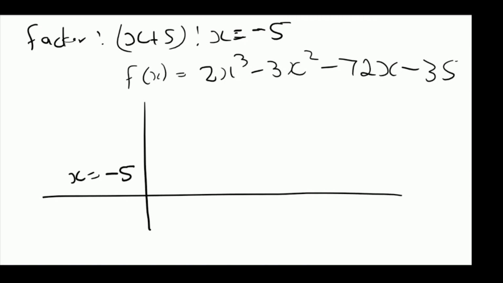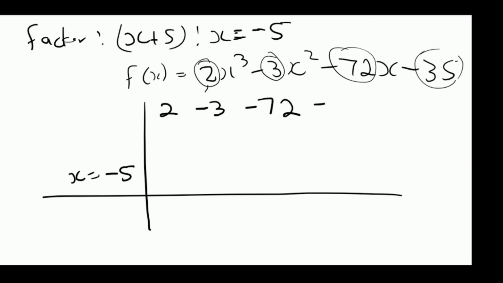And then we're going to write the coefficients. All these coefficients, we're just going to write them. And then we're going to write that 35 here, minus 35. So the first coefficient is 2, the second one is minus 3, the third one is minus 72, and then minus 35. So remember, I'm just writing these coefficients here, and then this minus 35. Then we're going to start at 0, so you always write 0, and then you add. So that's why I'm going to write plus here.